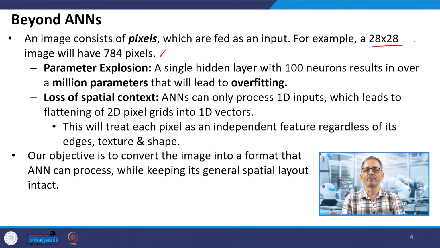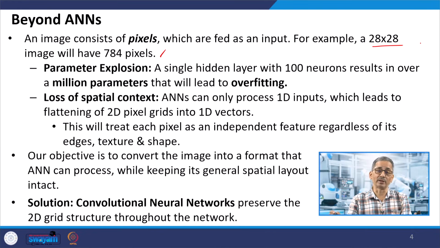Our objective here is to convert the image into a format that the network can process, while the general spatial layout is not disturbed. What is the solution for these requirements? The solution is the CNN, that is the convolutional neural network. It preserves the 2D grid structure throughout the network.